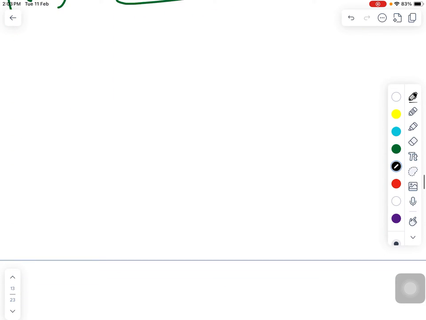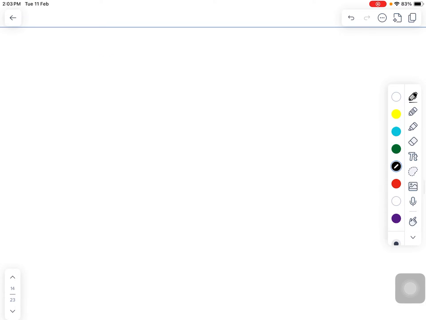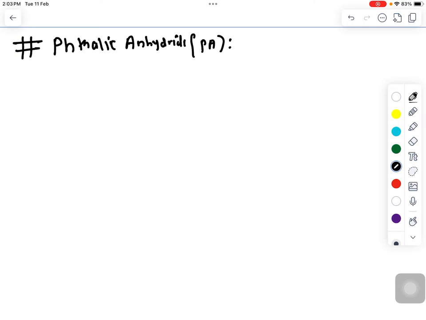Okay, so now I'll be moving towards the next topic, and that is phthalic anhydride. So this one is phthalic anhydride. Again I am telling you, what kind of reactant is used, what kind of catalyst is used, and what is the product. These three things can be asked from here.